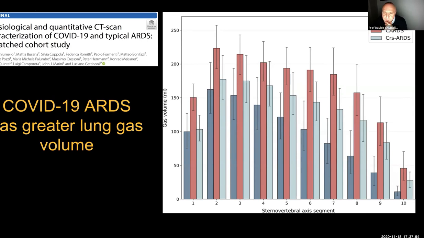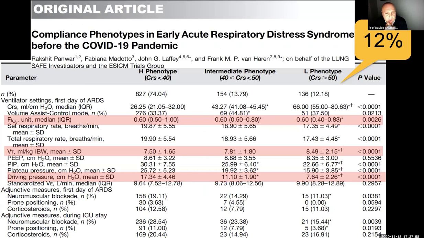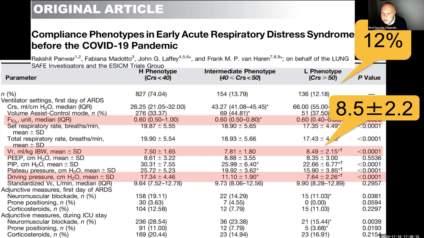Again, going back to the LUNG SAFE study, you can see 12%, but what you can see is that the doctors here have applied the same rationale, even without wanting to. You see here, the tidal volume in the L phenotype is 8.5 milliliters plus or minus 2.2, and the driving pressure is only 7.6 centimeters of water.